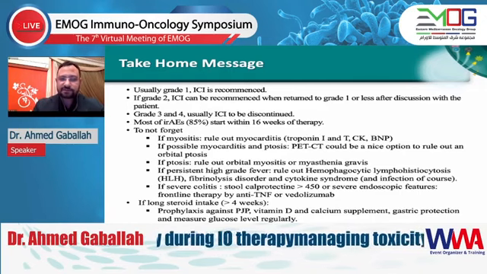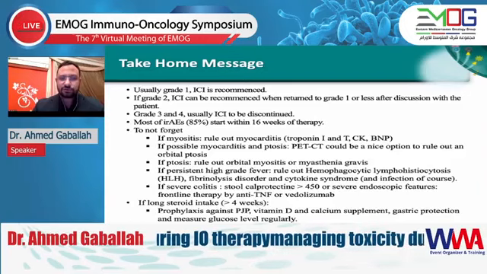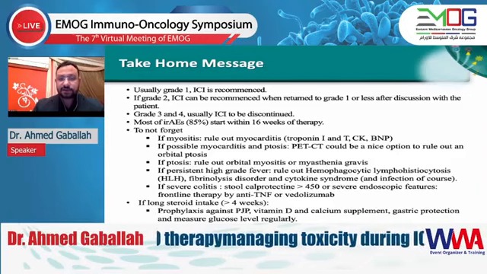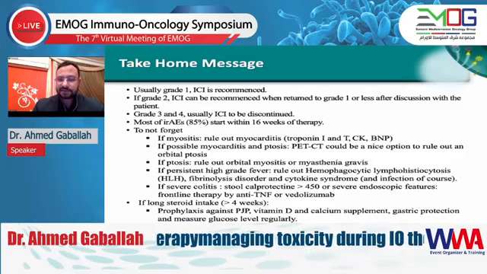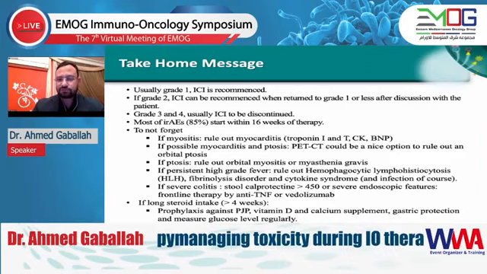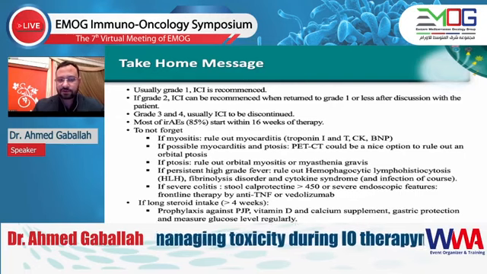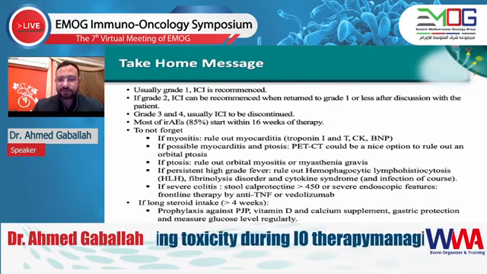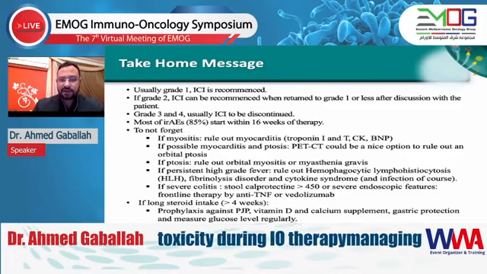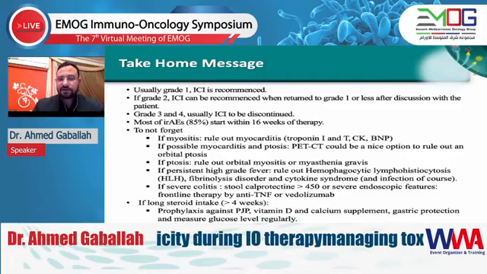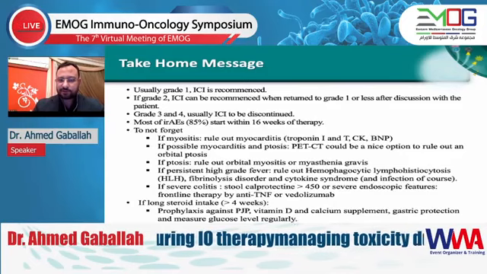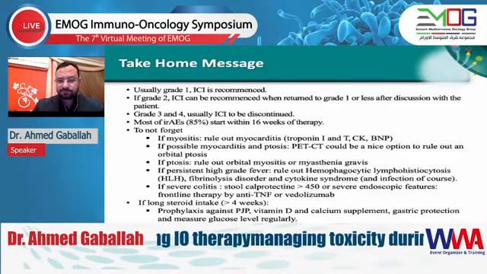Don't forget, if the patient has myositis, you should also rule out myocarditis with cardiac enzymes. If the patient has myocarditis and ptosis, a PET CT scan should be done to rule out orbital involvement. If ptosis occurs, we should rule out orbital myositis and myasthenia gravis. If there is persistent high-grade fever, we should rule out infection, fibrinolysis syndrome, and cytokine syndrome.